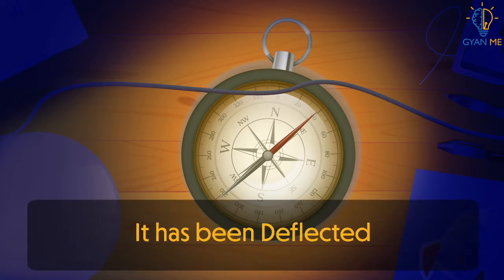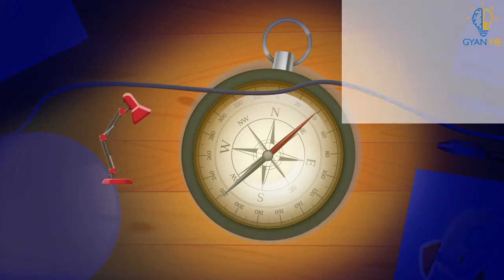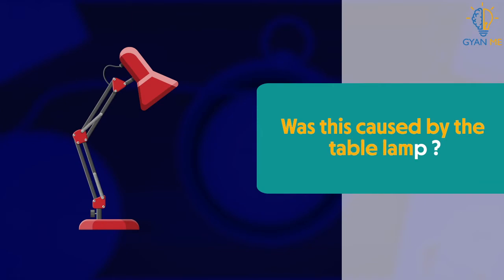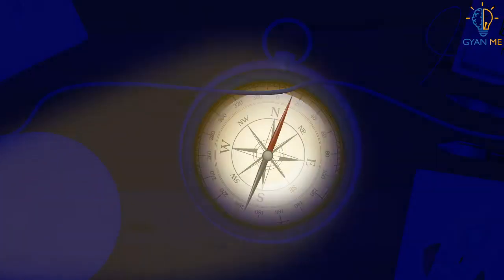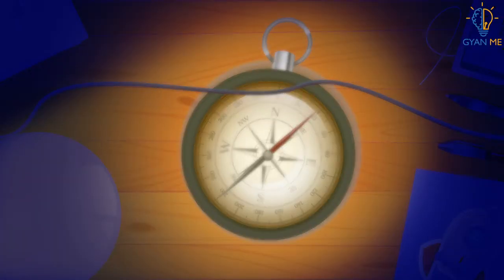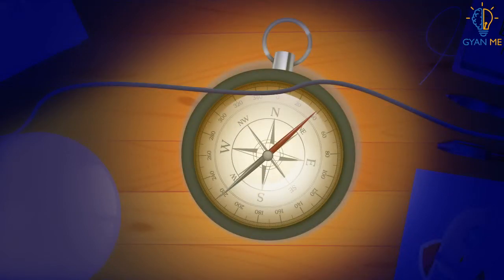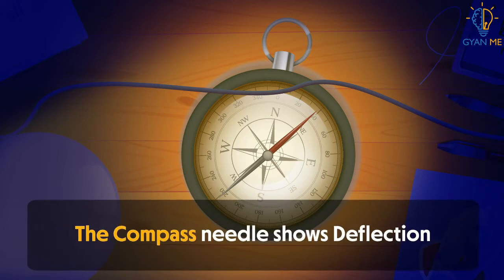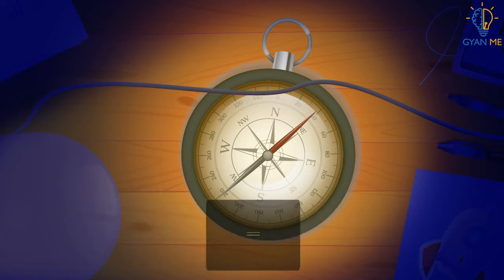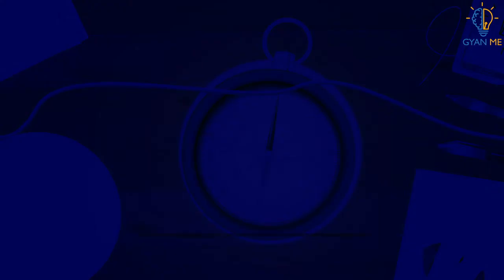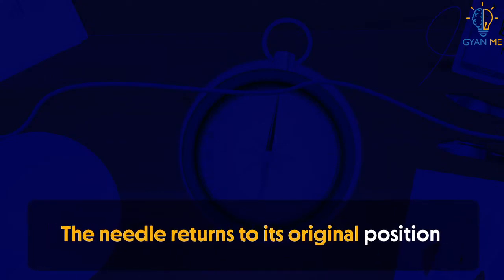Yes, it has been deflected. Was this caused by the table lamp when it was put on? Let's do it again. Put on and off the table lamp again. What did you observe? Each time the lamp is put on, the compass needle shows deflection, and when the lamp is put off, the needle returns to its original position.